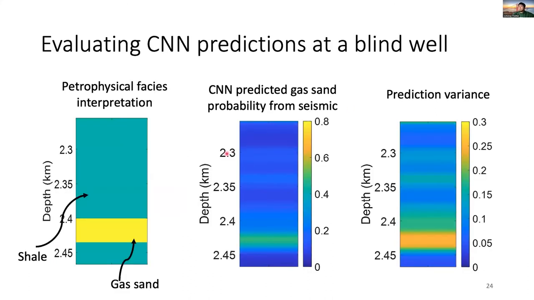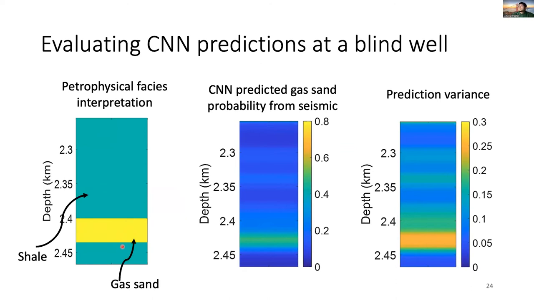In terms of the blind well, let's look at one of the blind wells. We have shales over here in green, gas sands in yellow. This is the gas sand probability from the seismic data, and this is the prediction variance. And as expected from the previous results, all of the uncertainty is concentrated around this gas sand interval that we see at the blind well.